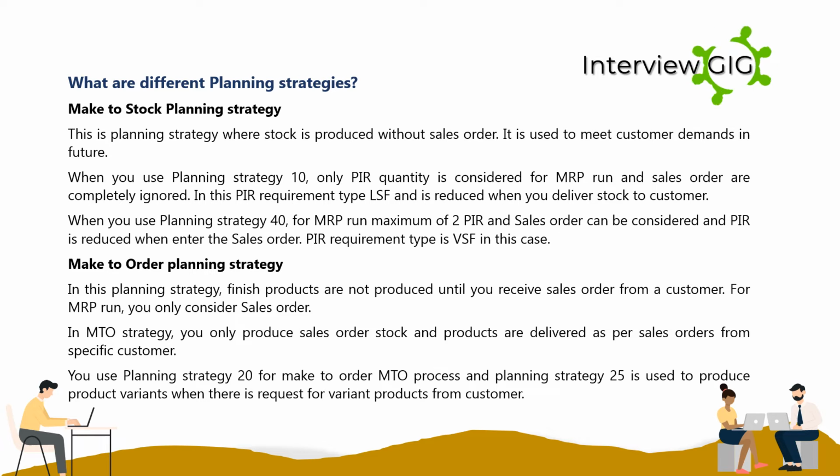When you use planning strategy 40, for MRP run maximum of the PIR and sales order can be considered, and PIR is reduced when you enter the sales order. The requirement type is VSF in this case.